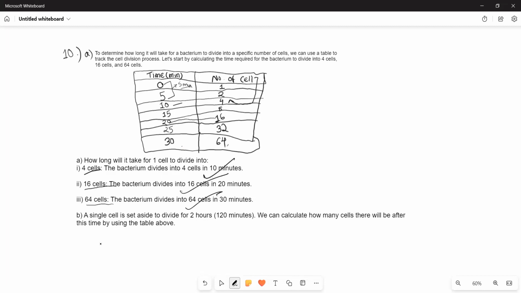So a single cell is set aside to divide for 2 hours. That is 120 minutes. We can calculate how many cells will be there after this time by using the table above. Okay. So look at how logical this question is. This question is logical as well as easier too.